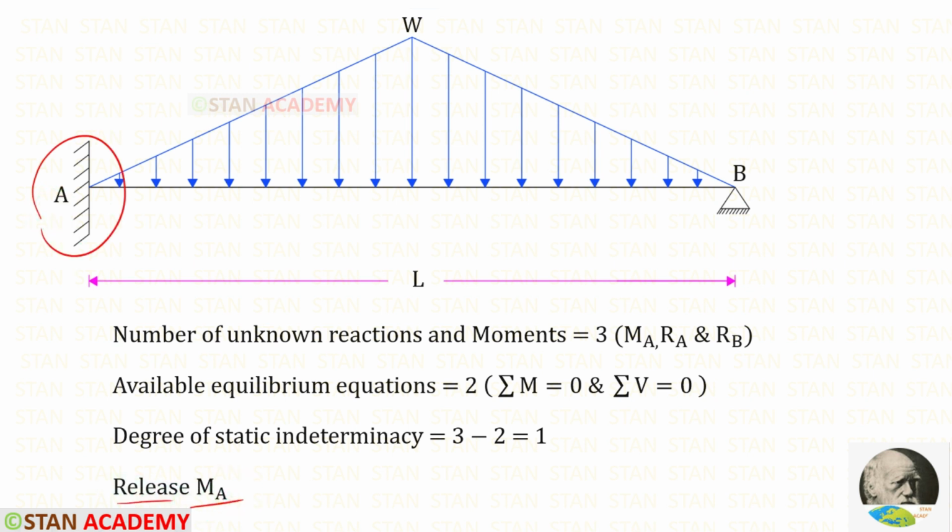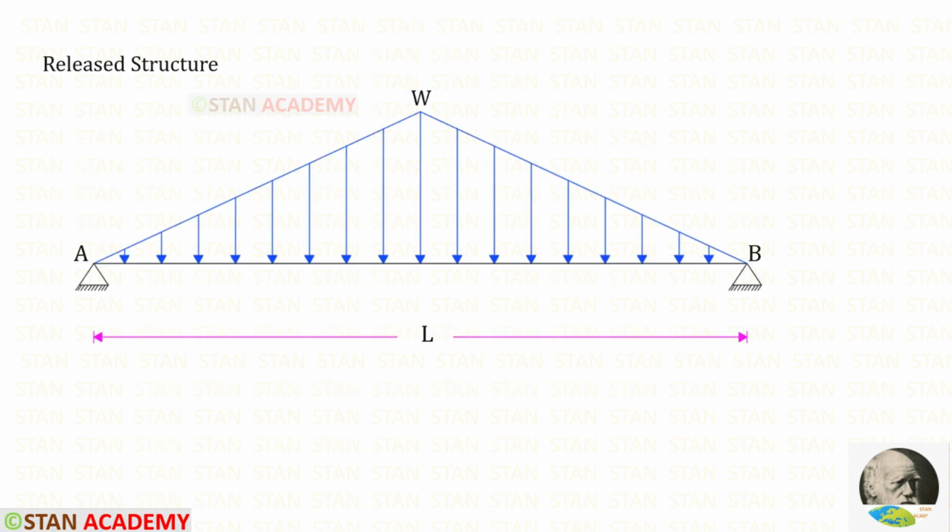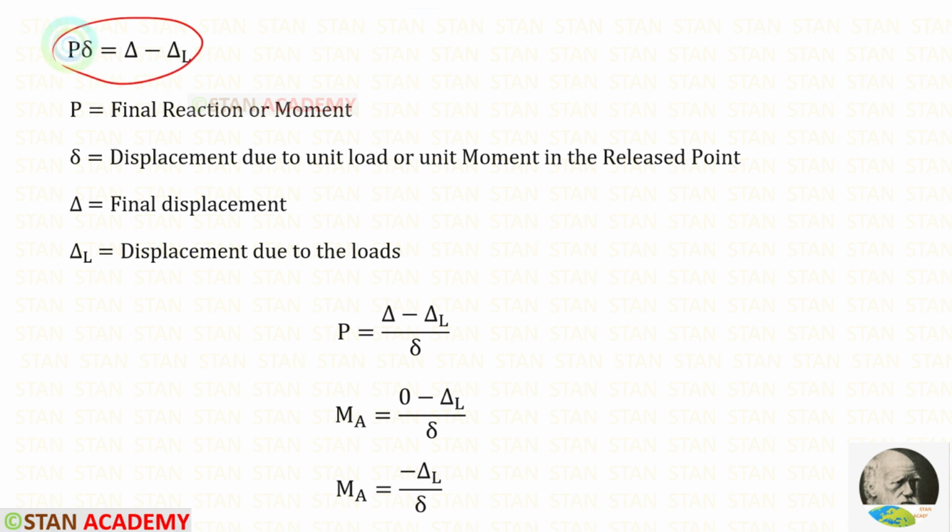Right now, at point A, there is a fixed support. But when we release MA, it becomes a hinged support. Previously, this beam was a propped cantilever beam, but now it is a simply supported beam. Using this formula, we can find MA.